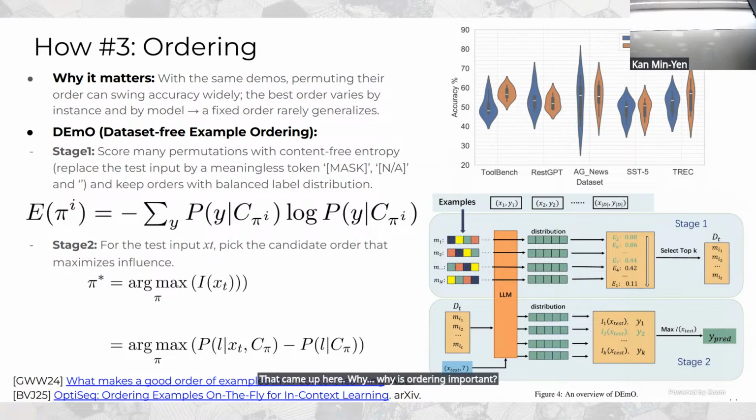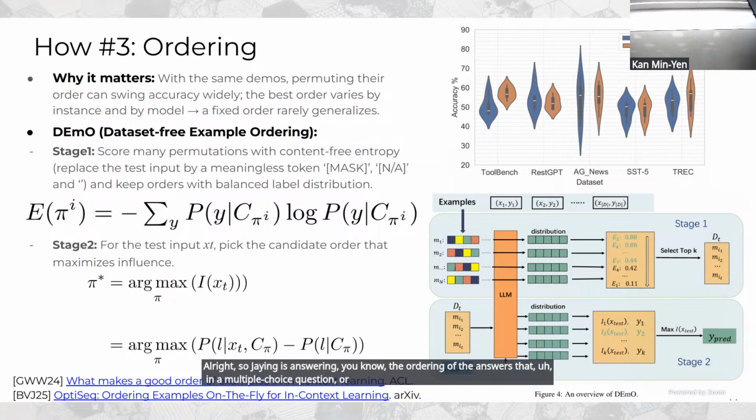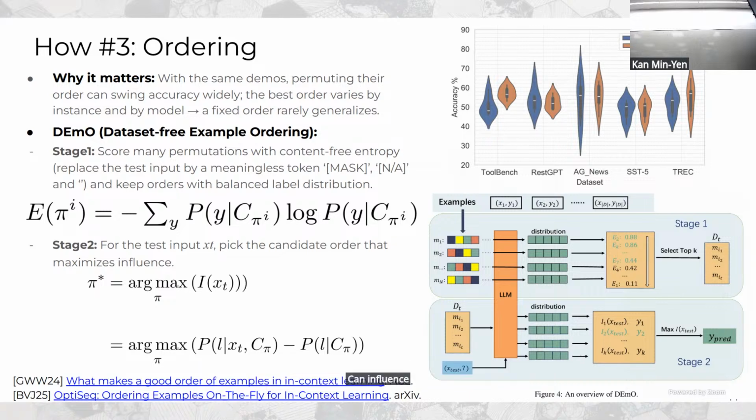Because the order of them was actually doing stuff. Right, so Jiaying is answering, the ordering of the answers in a multiple choice question or things like this can influence the result. And in fact, here we're talking about demonstration, right? So the demonstration ordering also affects things.